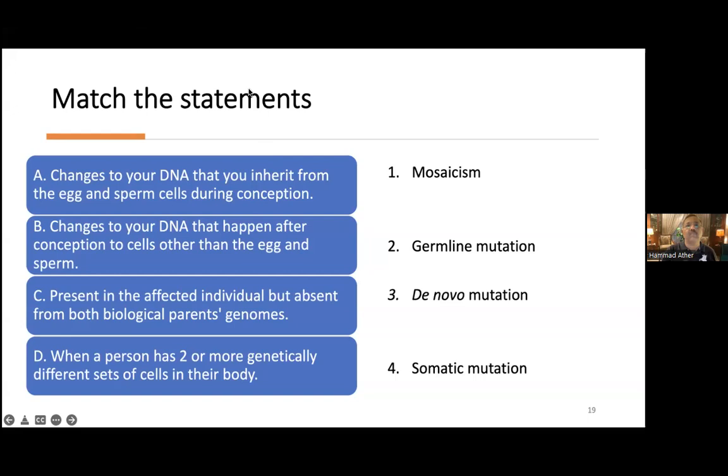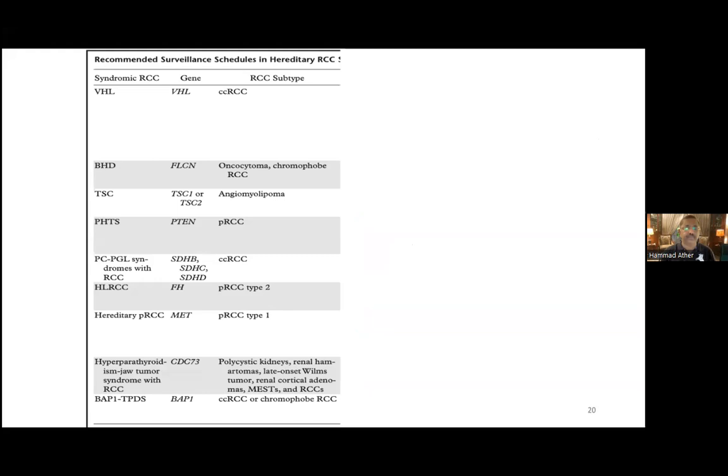Okay, the correct answer is, this is important just to jog your memories about genetics, because we're going to talk a little bit about genetic transmission of some of these conditions which are responsible for young adult RCC. So the correct answer is A2, B4, C3, and D1. So you can mark yourself. And if there is any error, please correct yourself before you move on to the next.